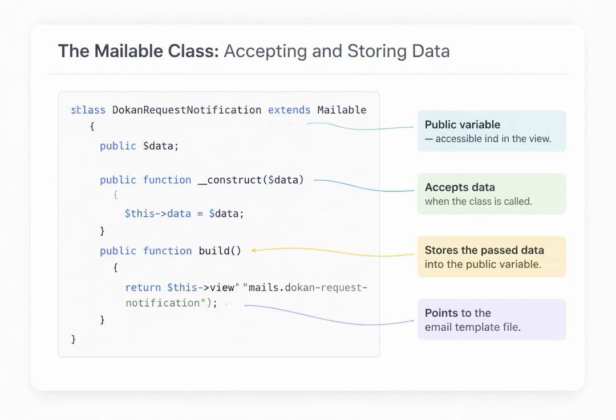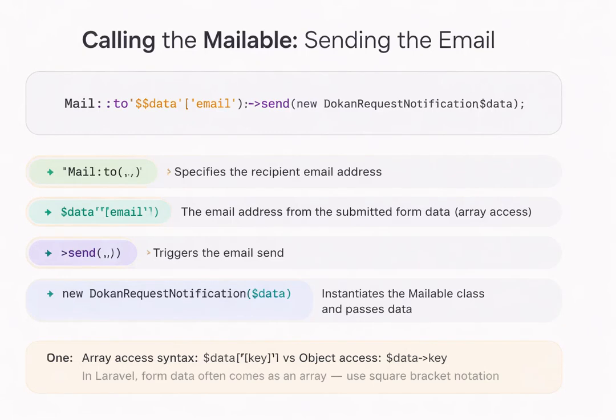So when this class is called and data is passed in, it stores that data and renders it inside the specified view. This is the core pattern for all mailable classes in Laravel. Once the mailable class is built, calling it is straightforward. You use the mail facade, call the to method with the recipient's email address, and then chain the send method, passing in a new instance of your mailable class along with the data.